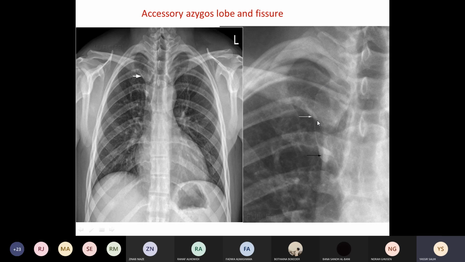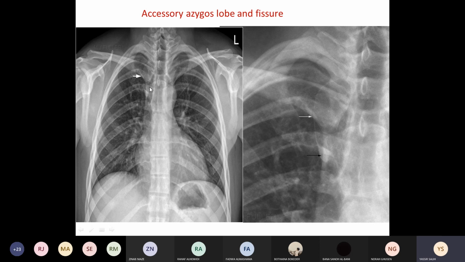This is an anatomical variant. It is not pathological. You should not confuse it with other lines. This is a normal azygous lobe fissure. If it is seen, it is normal. It is not pathological. It is an anatomical variant, which is called the azygous lobe fissure.